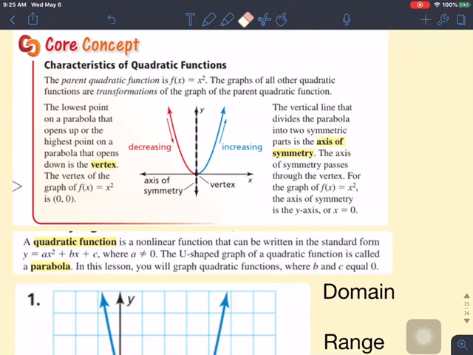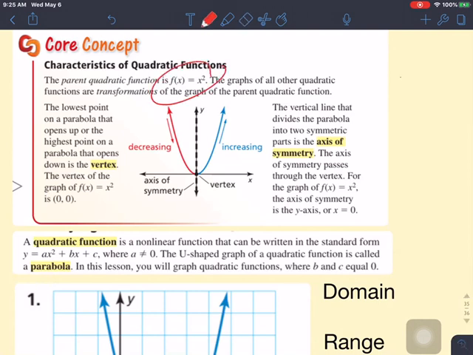This is Mr. Wallace, and this is going to be a new concept, quadratic functions. Really, this first lesson is just understanding the parts of the graph of a quadratic function. What is a quadratic function? Well, here's an example right here.